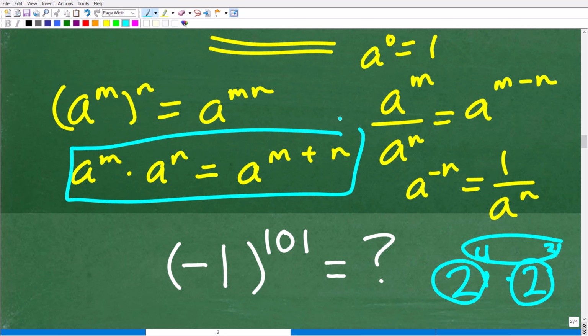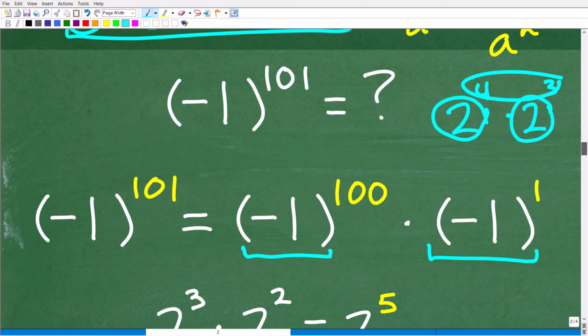Matter of fact, it's indicated right here. A is the same base, but even if you don't understand this, hopefully intuitively you can see that when the bases are the same, and in this case the bases are the same, and we're doing multiplication, all we need to do is add the exponents. So -1 to the 100th times -1 to the first is going to be equal to -1 to the 100 plus 1, which of course is 101.